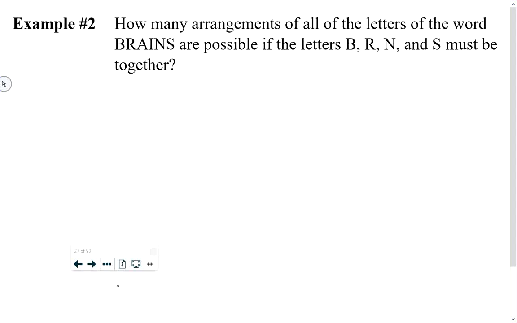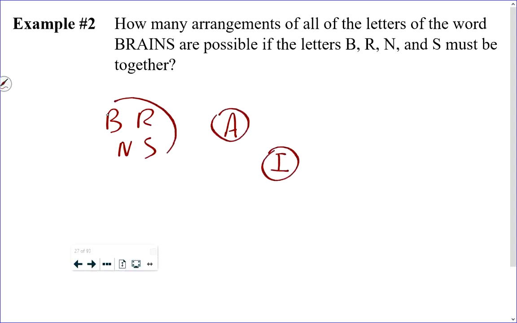Those 4 individuals have to be grouped together, and the A and the I don't have to be, but they might be just by chance. So what ends up happening here is you have the B, R, N, and S together. The A and the I may end up being together or not, but at the heart of the matter, we're arranging 3 things. We're arranging the A, the I, and all of the consonants. So the number of ways to do this is 3 factorial.